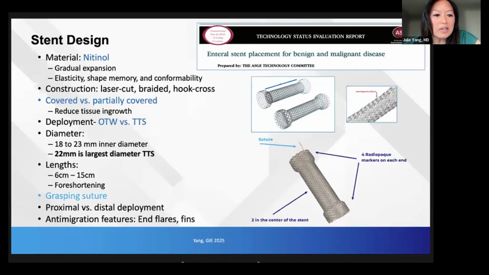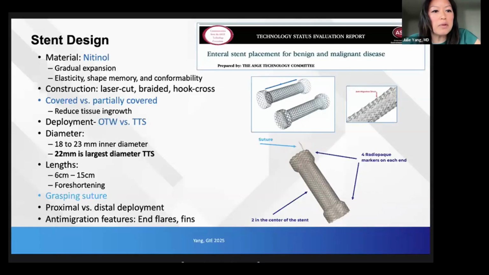And now with the advent of through-the-scope delivery catheters, the deployment is much easier because the catheter is small enough to fit through your working channel, and you don't have to do any switching on and off or any exchanges, which makes life much easier.